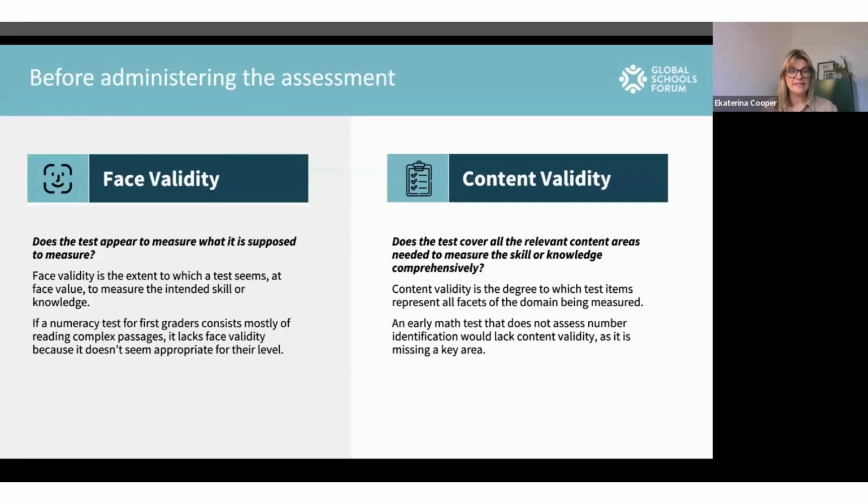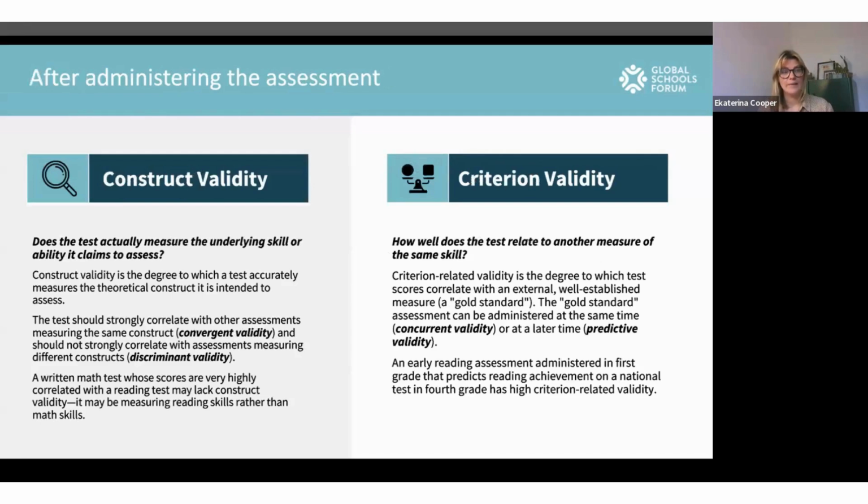So the face validity just simply demonstrates that the test is measuring intended skills and knowledge, and the content validity is the degree to which the test items represent all facets and domains of the measured construct. Next. Okay.